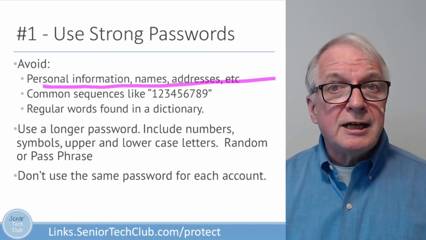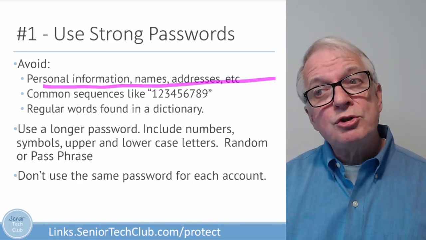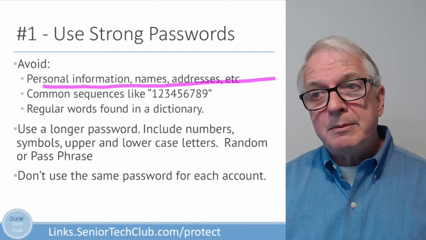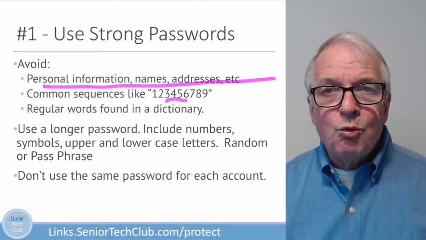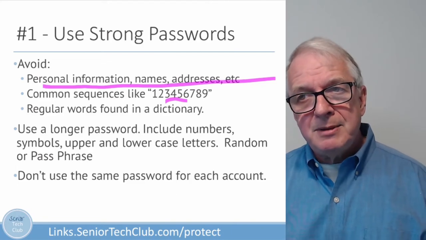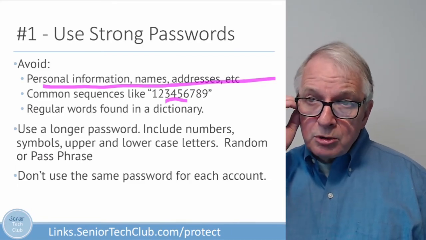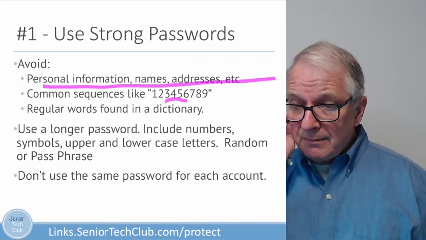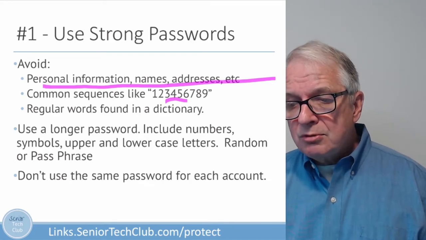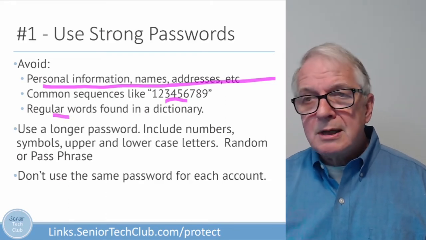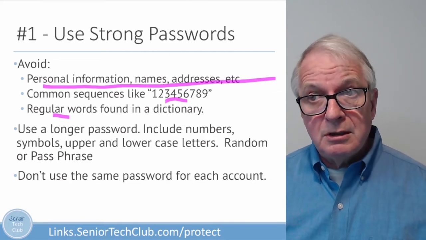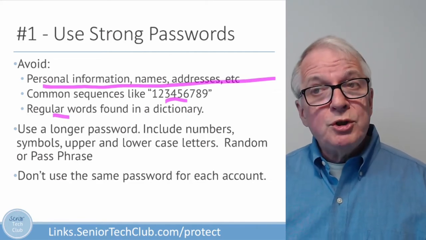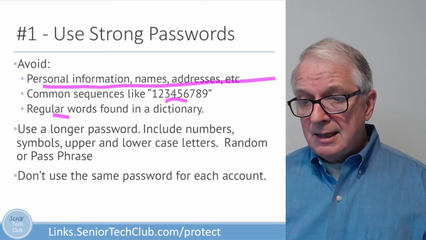You want to avoid common sequences. I showed you a list last week of the most common weak passwords that were used. Common sequences like 1, 2, 3, 4, 5, 6, 7, 8, 9, or A, B, C, D, E, F, G, or the word password, all right, would be examples. Or you want to avoid regular words that could be found in a dictionary, all right? You avoid these concepts.